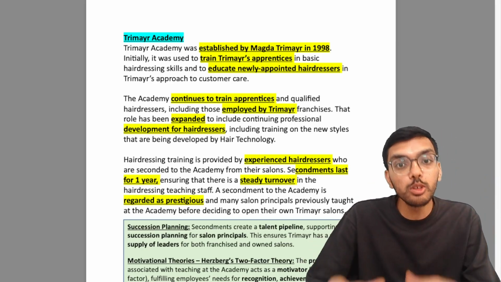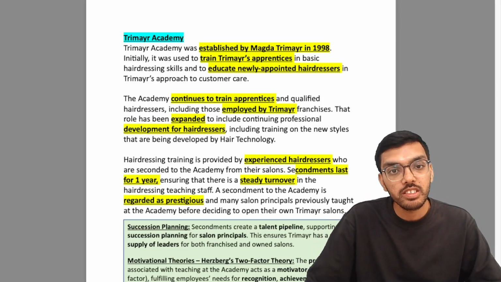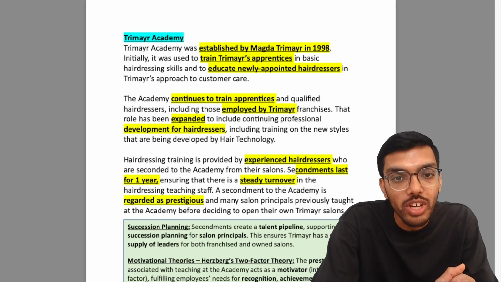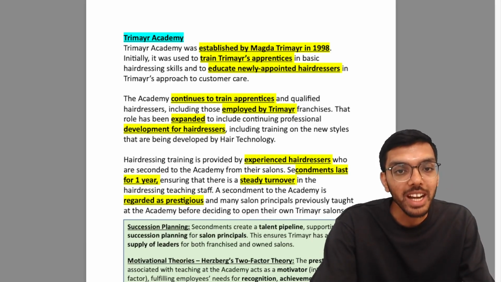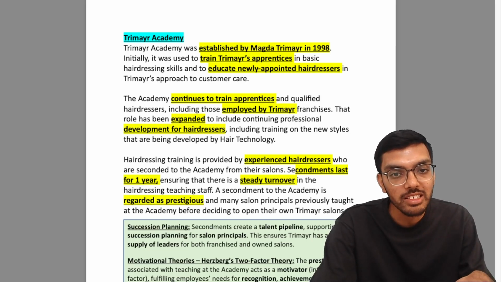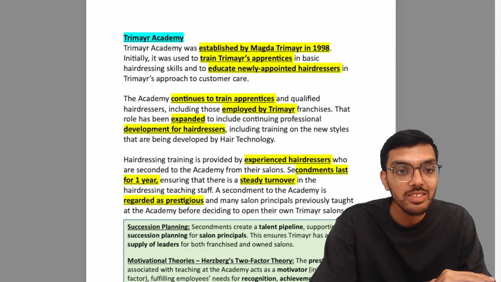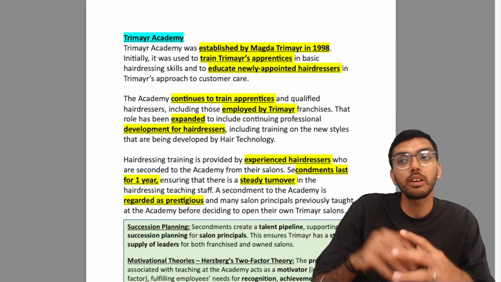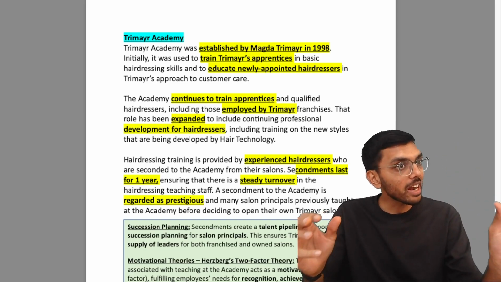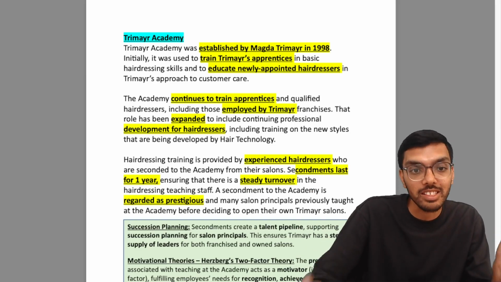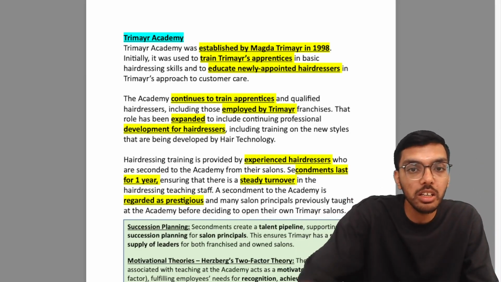The academy continues to train apprentices and qualified hairdressers, including those employed by Trimayr franchises. So we have apprentices who are employed by Trimayr franchises. That role has been expanded to include continuous professional development for hairdressers, including training on new styles that are being developed by hair technology. So if our hair technology department finds a new style, then the Trimayr Academy makes sure that that style is taught to our hairdressers. So it's a very interlinked business that we have.